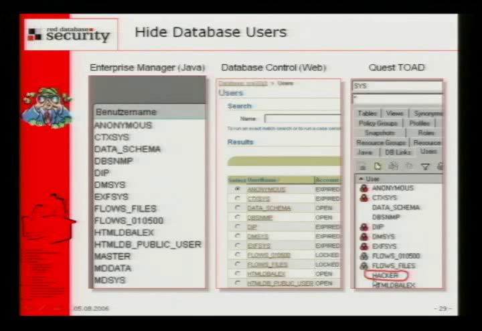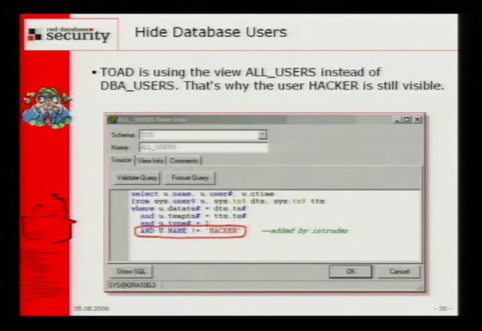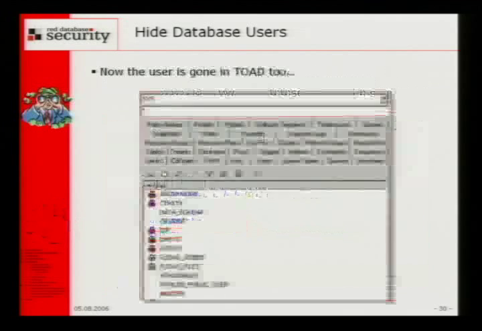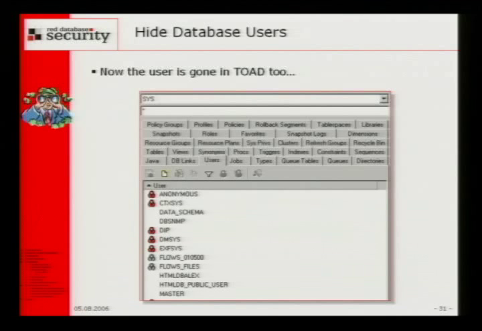Now you can say, okay, Oracle is doing crappy software. That's not always the case. Is Toad a better program? No. Toad is just using a different view, the view all users. So if we modify the view all users and add our and username not equal hacker, then the user is also gone in Toad. And in most cases, if you don't see something, then it's invisible. You can still look up in the table user$, but most DBAs are looking in the DBA users view.